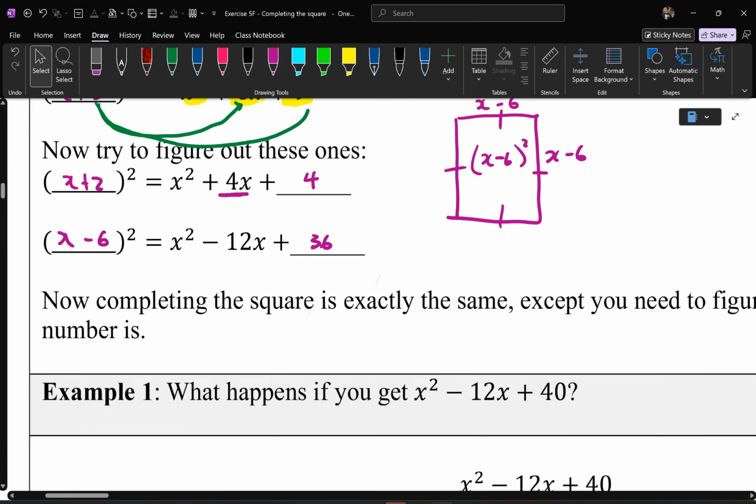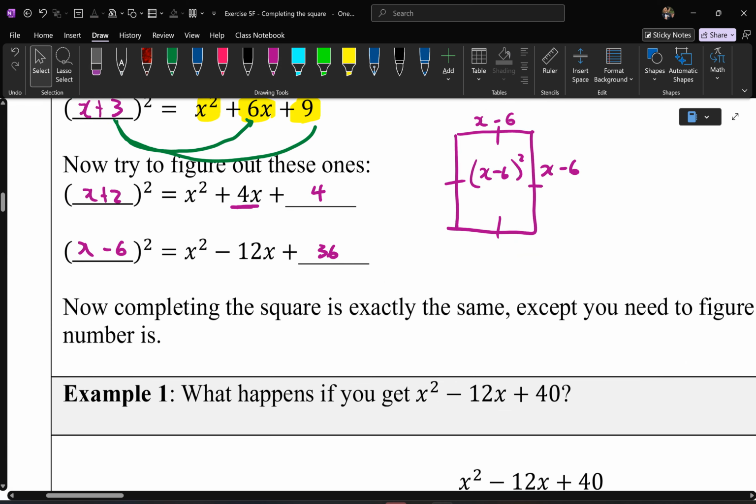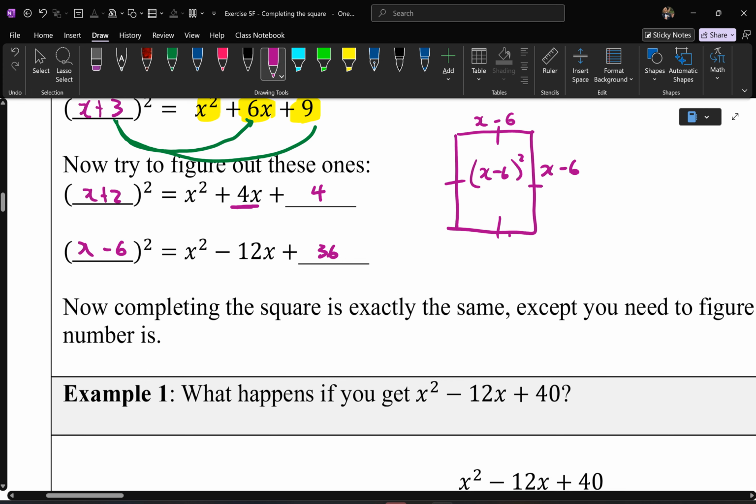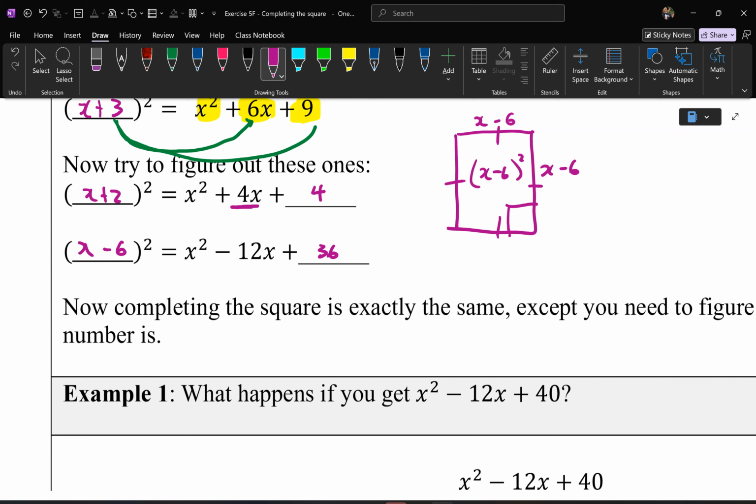What you're doing today is called completing the square, meaning you're going to get an expression that isn't a perfect square. It's not going to be a nice perfect shape. It could be a perfect square with an extra area. It could be a perfect square with a missing area. That's why what we try to do is we say, well, it's not a perfect square, but if we did have a perfect square, what would it look like?